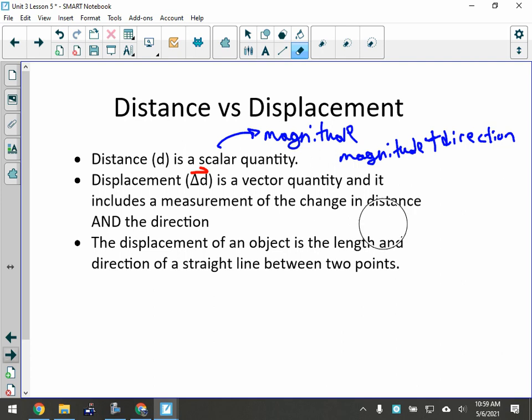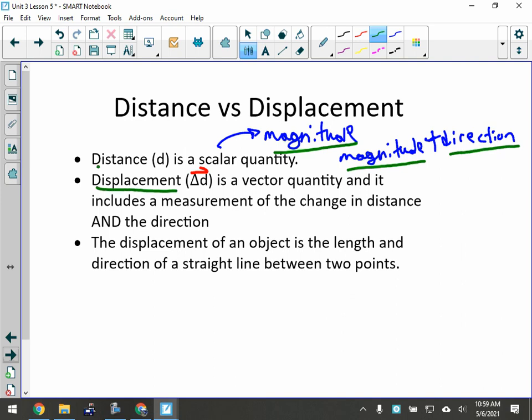Let's write those two things down here. This is just the magnitude, the size. This is magnitude and direction for a displacement. That's the difference between them.